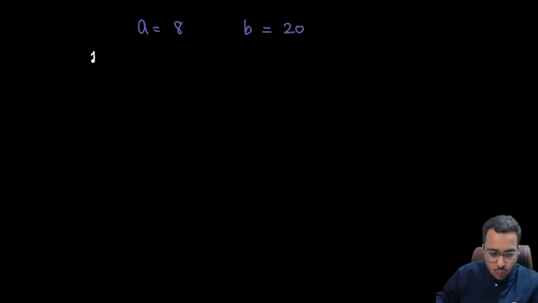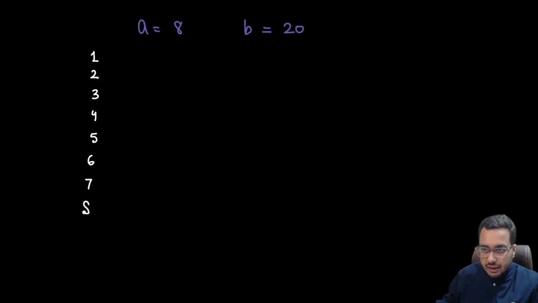So let's take an example. Let's say A is 8 and let's say B is 20, let's say. So what is the minimum of A and B? It is of course 8. So we'll iterate over the range 1, 2, 3, 4, 5, 6, 7, 8. So in the beginning, we are at 1. Does 1 divide A and B? The answer is yes.